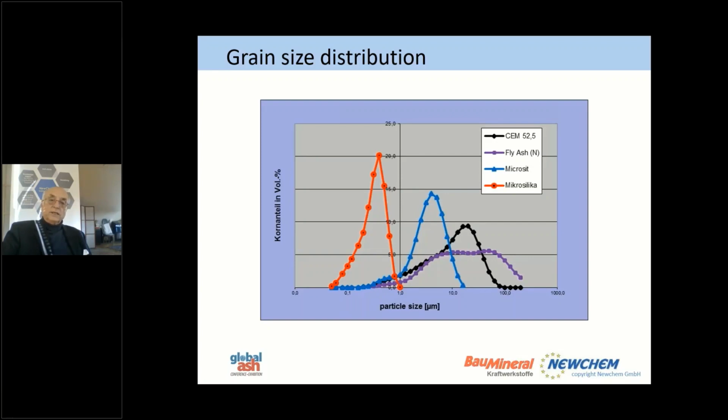The Microsit is between the cement and the microsilica, and here we have a curve from about the Microsit 10, so you can see it's a very even distribution, and the medium value, the D50, is around 3.5 to 4 microns, which is as fine as a metakaolin would be.